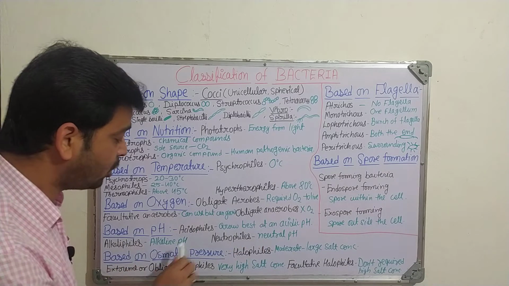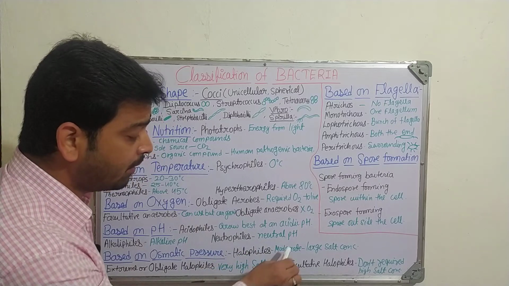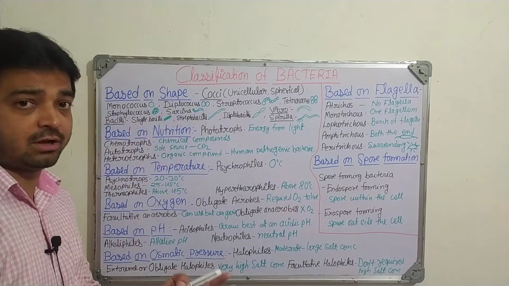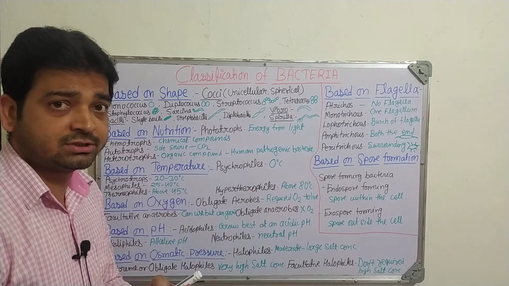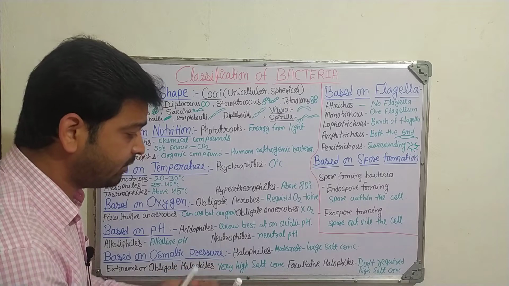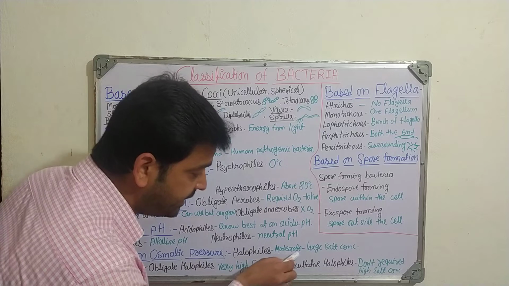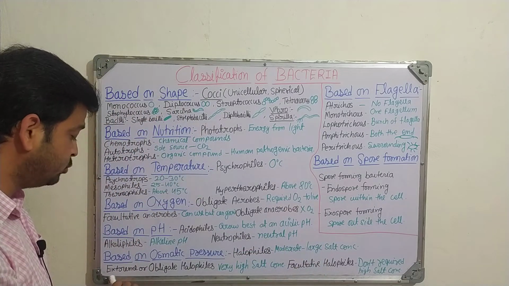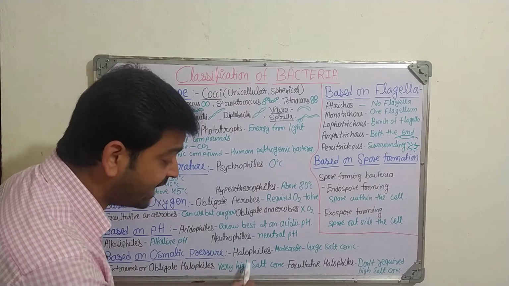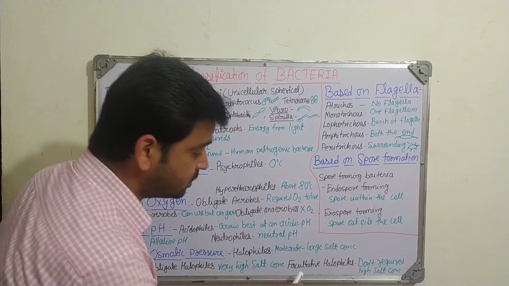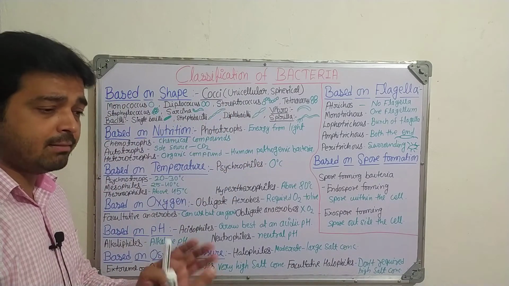Coming to the next one, based on the osmotic pressure. We can divide into three categories. Halophiles need moderate to large salt concentration. Osmosis is the movement of solute from higher concentration to lower concentration, so according to the salt concentration we divide them. Minimum, medium to large in halophiles. Extreme or obligate halophiles, as the name indicates, require very high salt concentration to survive.